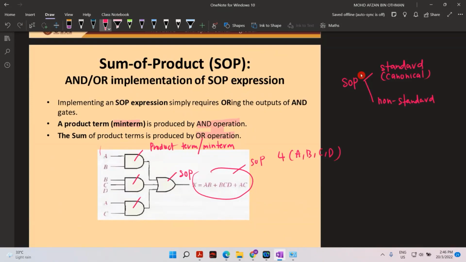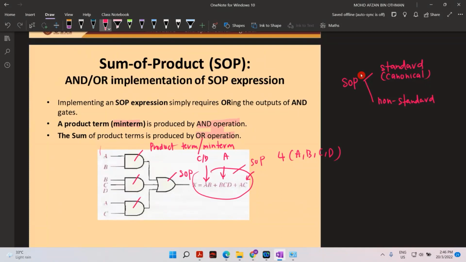Kenapa non-standard? Sebab yang ni, kita tengok gate yang pertama ni, dia hanya ada 2 domain. Domain C dengan domain D missing. Kalau yang ni, ada 3 je domain, B, C, D. A is missing. Kalau tengok yang ni, ada 2 domain which is B dan D, A and C is missing. So kita tak boleh panggil dia sebagai standard SOP.